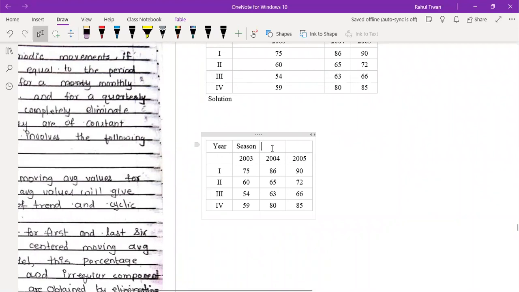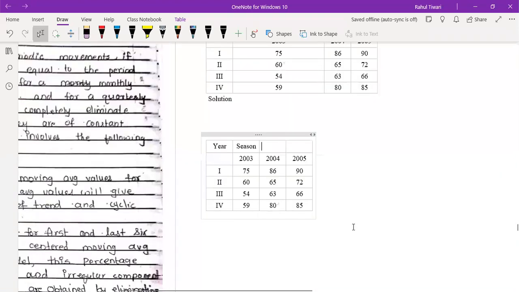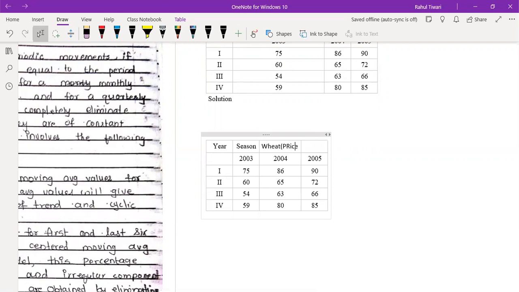Third one is the actual wheat data we have, because this is the wheat price data. So I will simply write wheat price. These are the columns we need to create. And the next one, we need to obtain the 4 quarterly total.